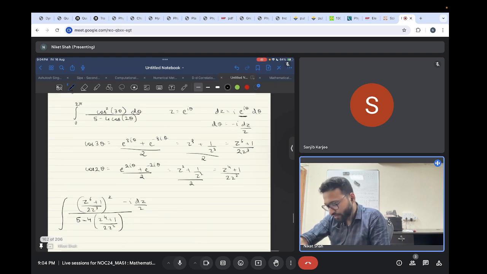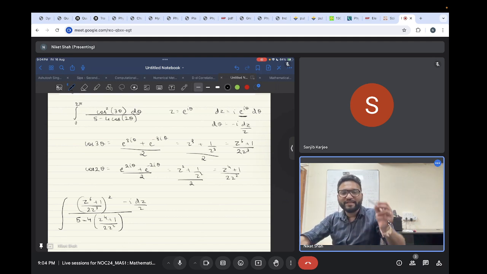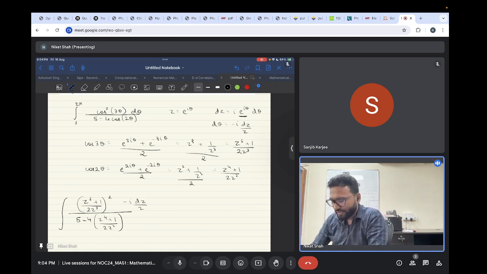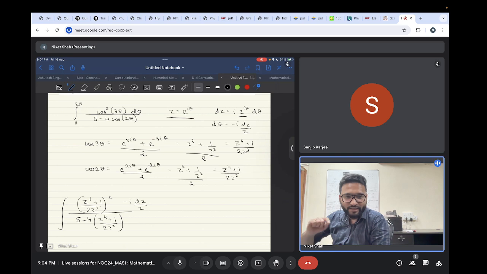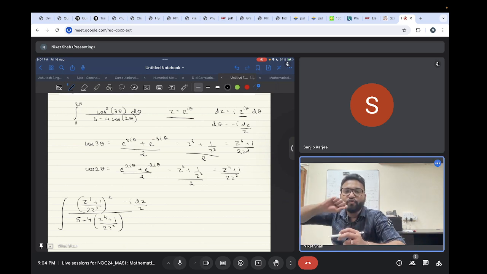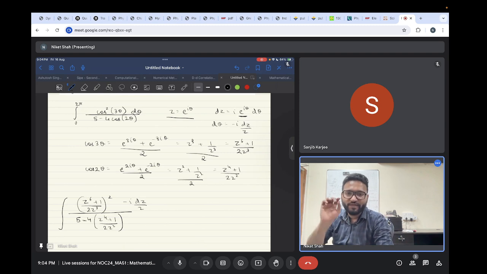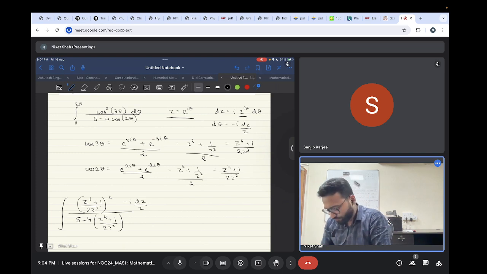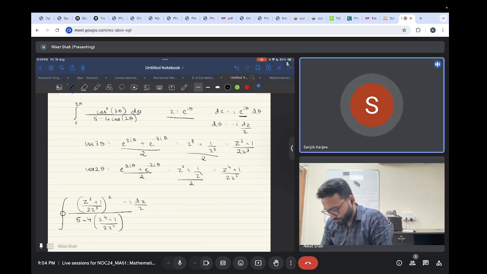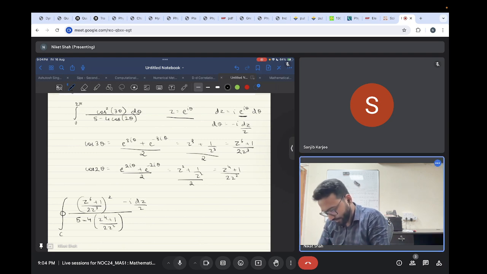Because this is going from 0 to 2π, this is a cyclic integral. The contour is a circle of radius 1 because I've taken z as e^(iθ) and θ is going from 0 to 2π. So this is a full contour integral over a circle of radius 1. Can you understand this? Is this clear? Clear? Yes, great. This is multiplication, of course.